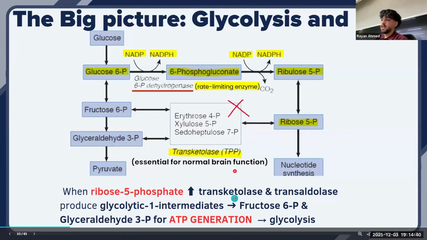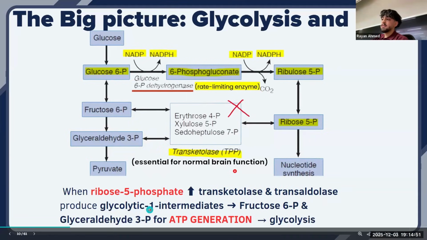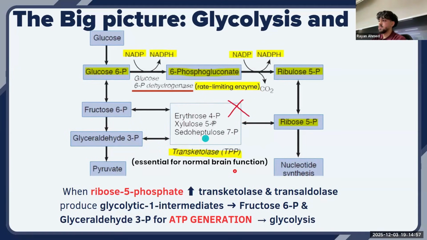transketolase, which was the enzyme in the reductive phase, and transaldolase, you don't need to know about transaldolase, but just keep it in mind. Now, transketolase and transaldolase produce glycolytic intermediates, which are these. You don't need to know this. I put an X right here. You don't need to know these intermediates.